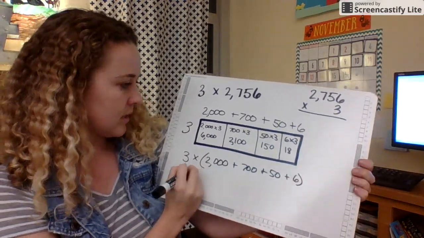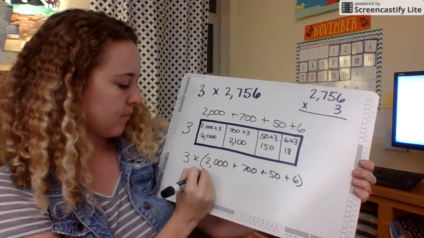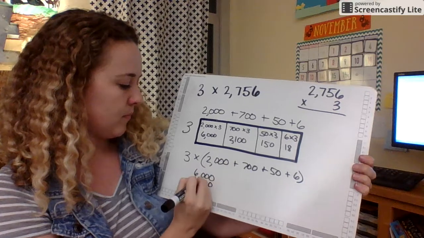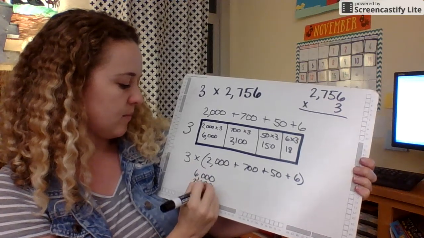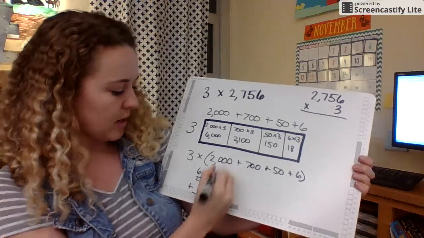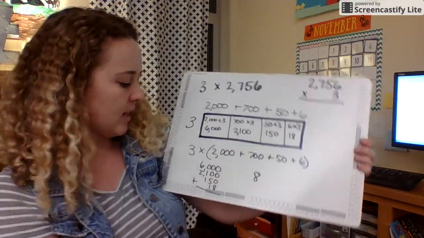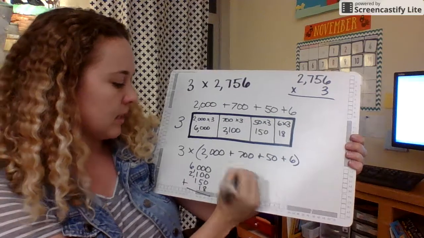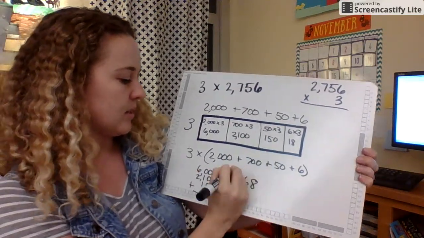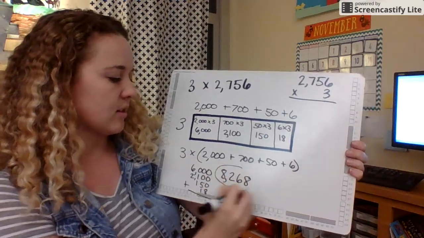So 6,000 plus 2,100 plus 150 plus 18. I'm running out of room on my board. So I know my answer to the ones place is 8. The sum of the tens place is 6. Hundreds place is 2. And the thousands place is another 8. And that is our product.